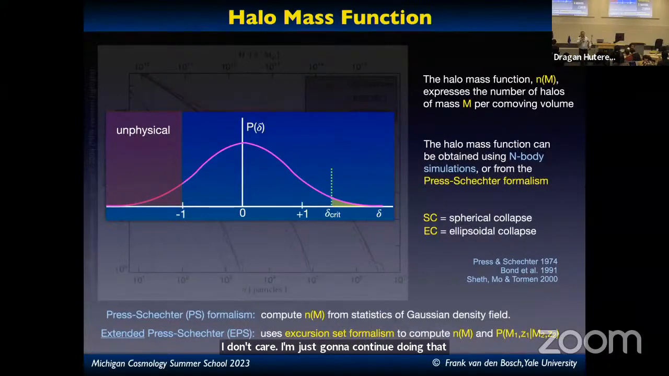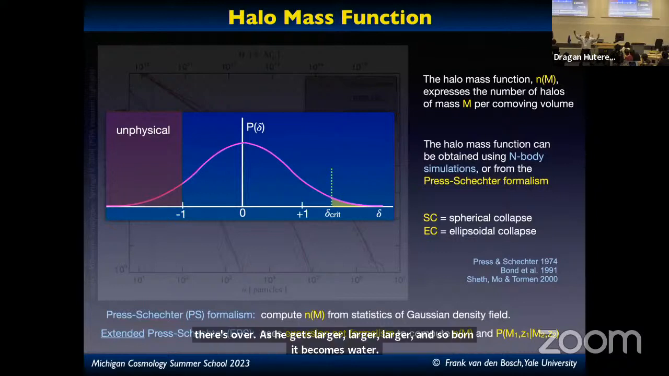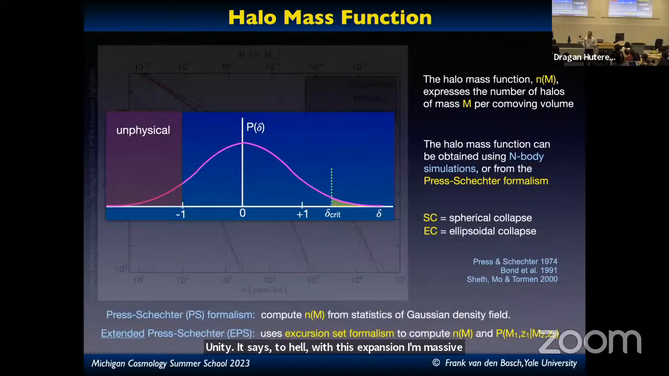And it was known that if you take a spherical perturbation in the universe, initially it's expanding with the universe, so the density is going down, but the overdensity with respect to the background is going up because it's expanding a little bit less rapidly because matter is flowing in. So this overdensity gets larger and larger. At some point, it becomes order unity, and it says, to hell with this expansion. I'm massive enough. I'm going to collapse under my own weight. It's going to turn around, boom, and collapse into a halo.